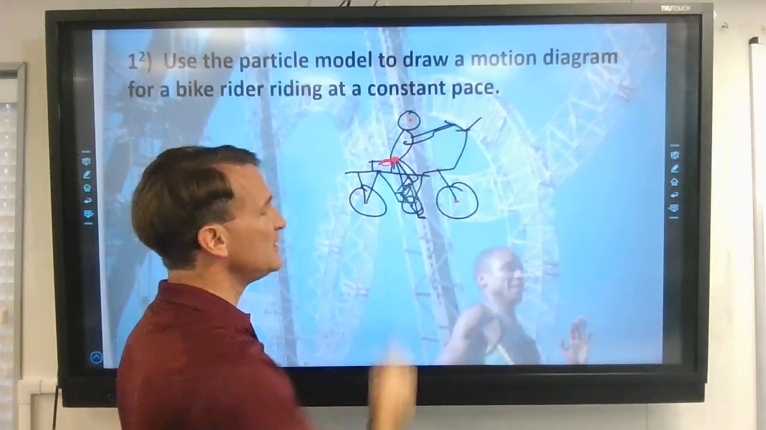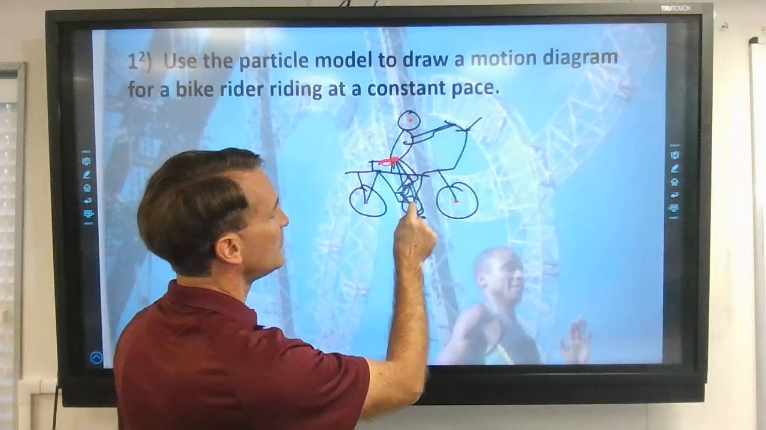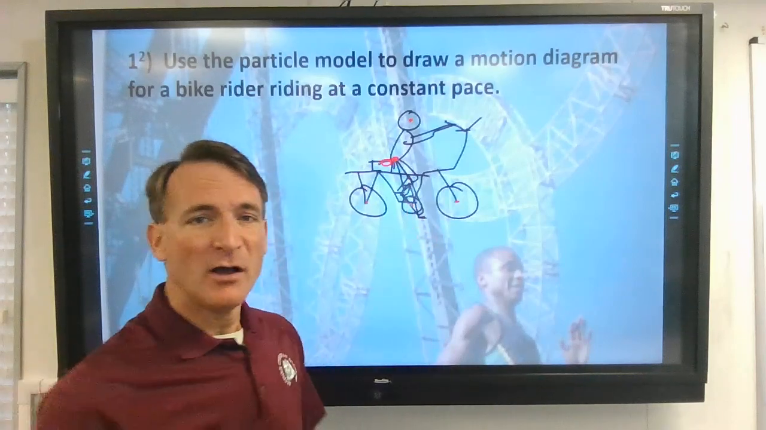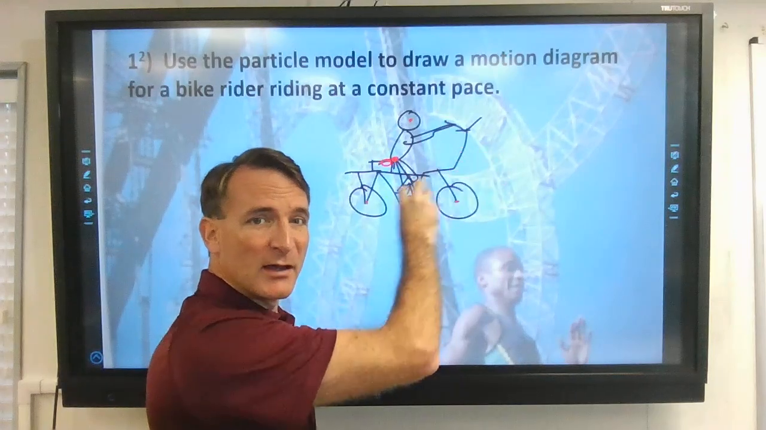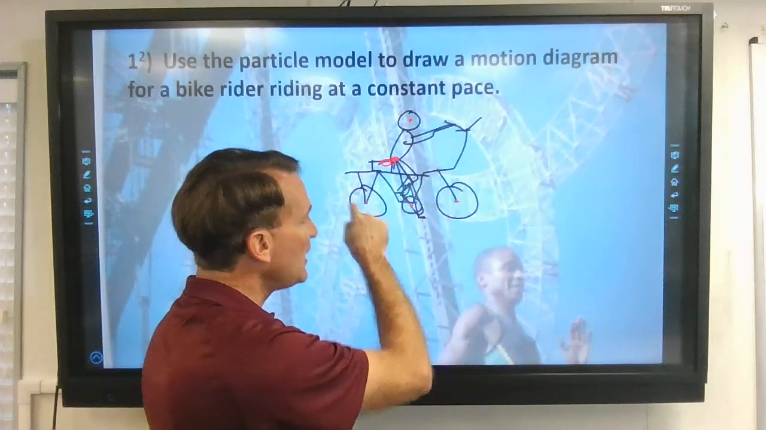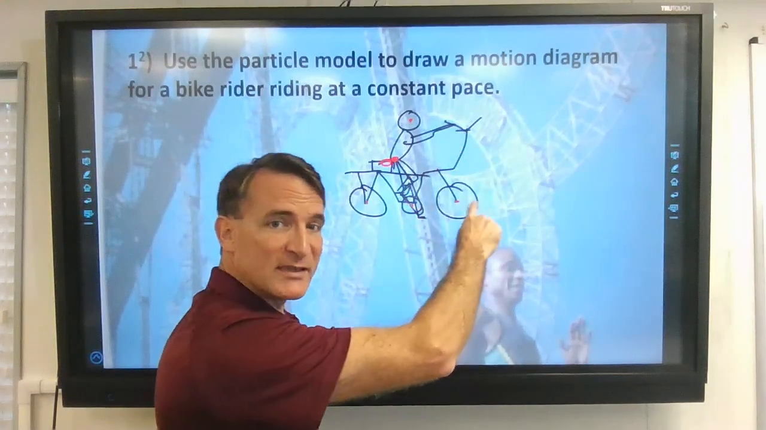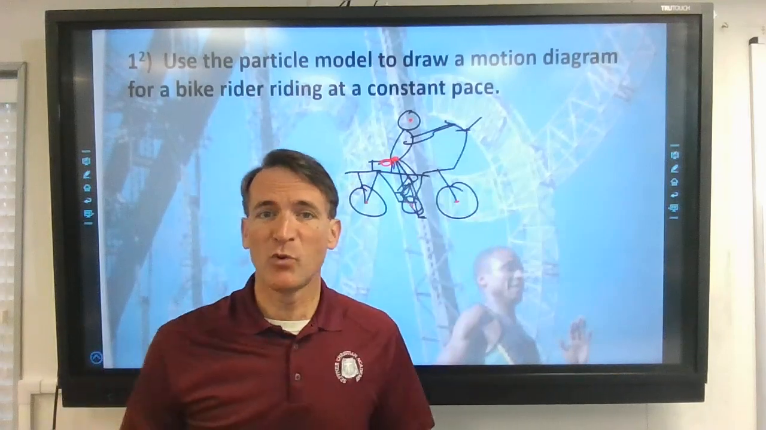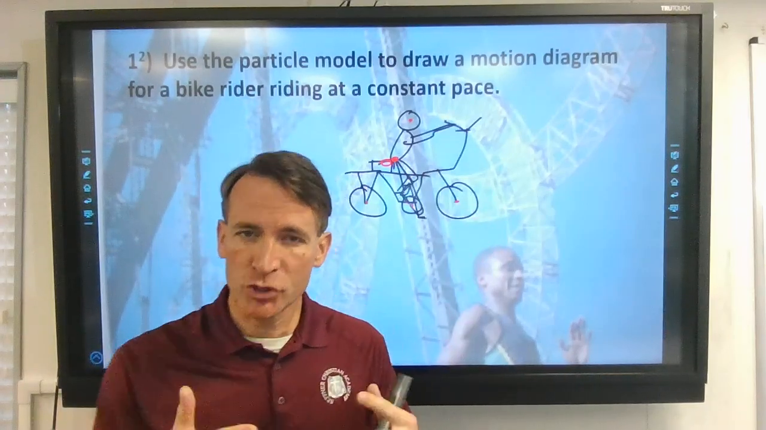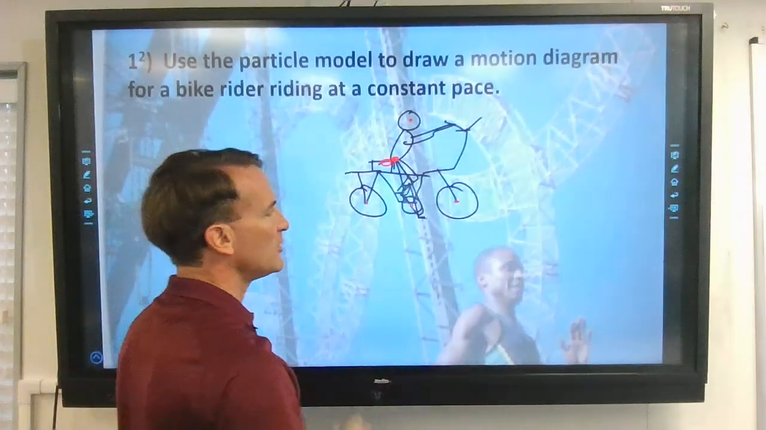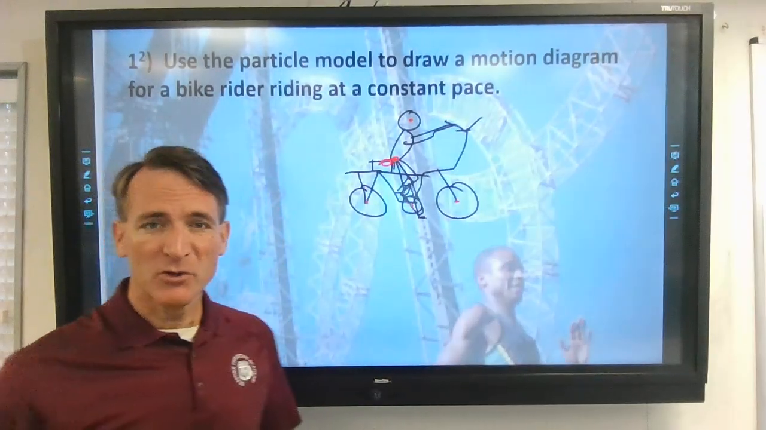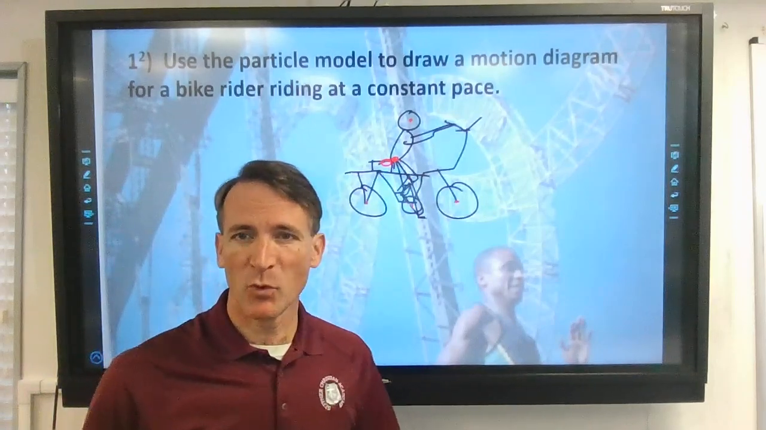You could pick the seat. You could pick the center of the pedal axle. Really, pretty much any point along the bike other than the chain or the wheel itself would be a good point of reference. You just want to be able to choose one particular point as it's going along so that you have a good point of reference. So there are some good points and there are some not so good points in this particular situation.